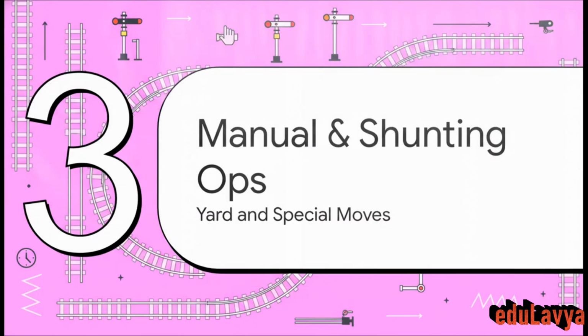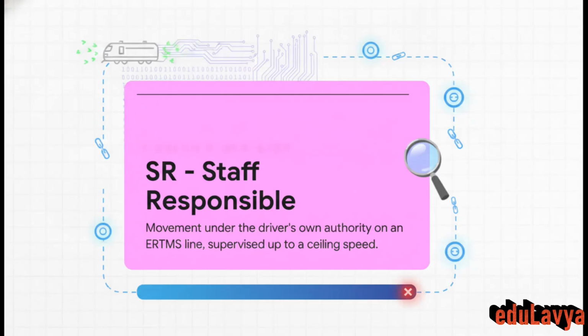Let's move into Section 3, manual and shunting operations. Okay, so now we're talking about special manual movements, things required for yard work, degraded operations, or highly specific local maneuvers.